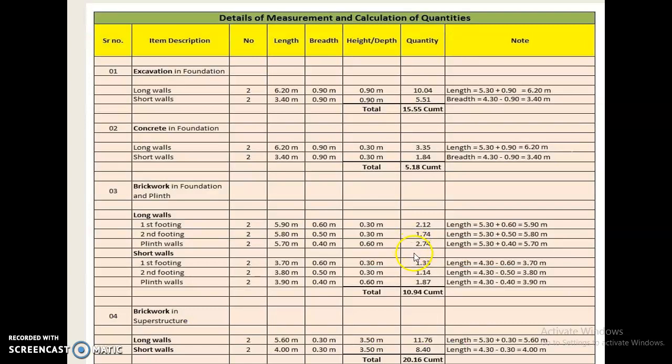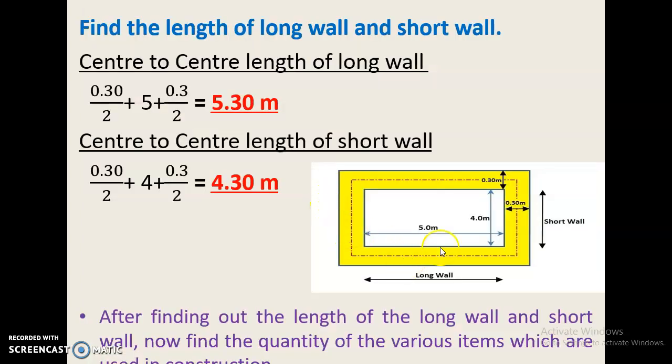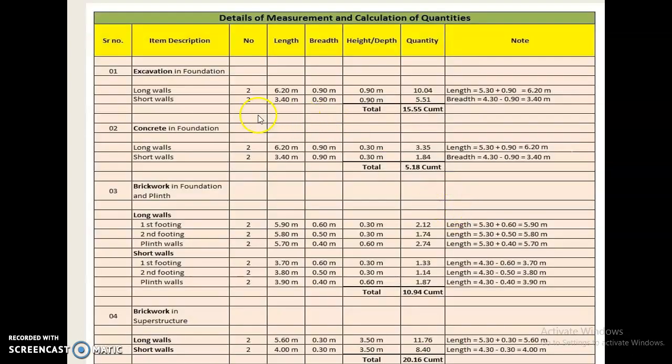There are two numbers of long wall. One is 5.30 meter, and another one is this one. And there are two numbers of short wall, just keep it in mind. Now, in the remark column you need to calculate the actual length.